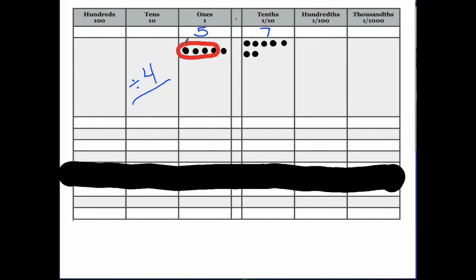No. So if you're clicking in the mornings and you're missing all the questions, do it this way. So how many red circles do I have? 1. I have one group of 4, right?